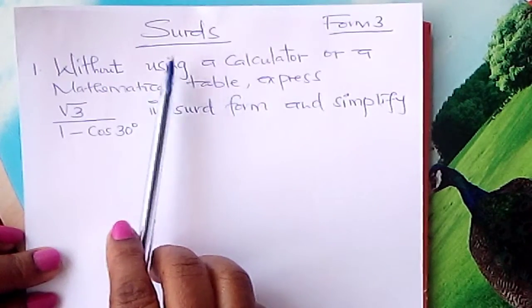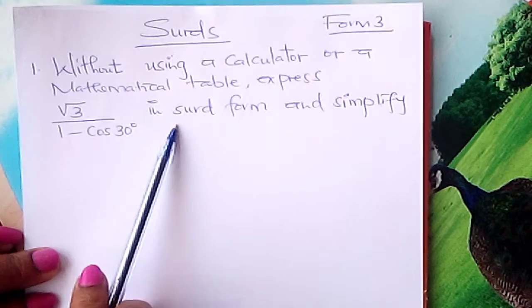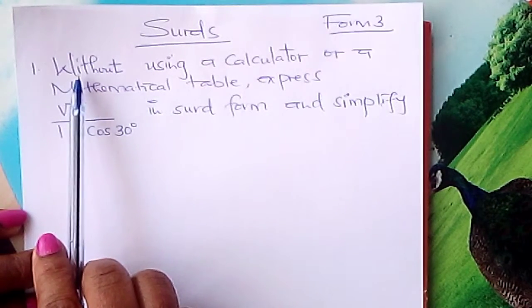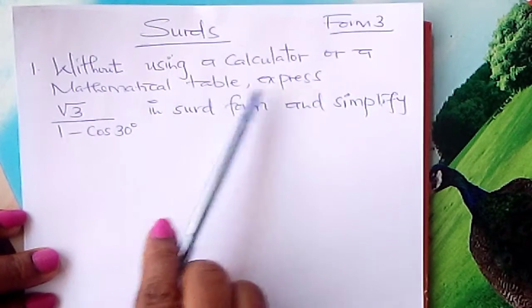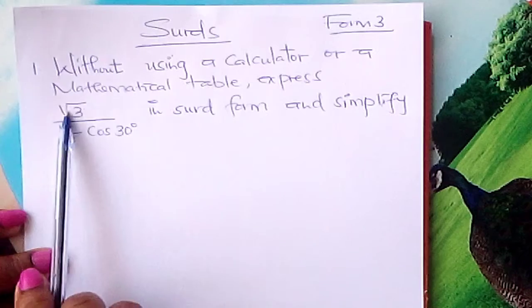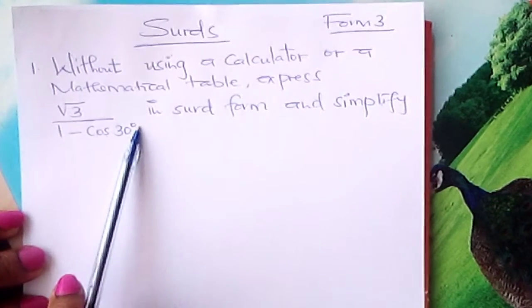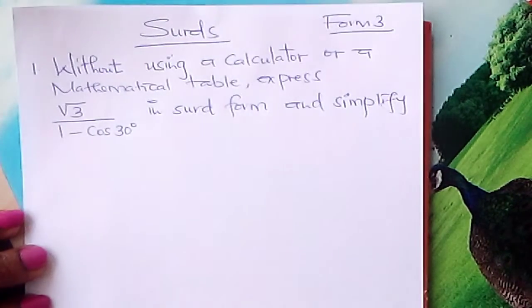Learners, to Form 3 Mathematics, I would like us to look at surds, a question here to do with the surds. Let us go through it. You are told, without using a calculator or a mathematical table, express the square root of 3 over 1 minus cos 30 degrees in surd form, and then simplify.